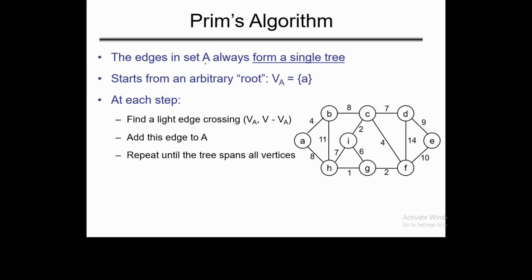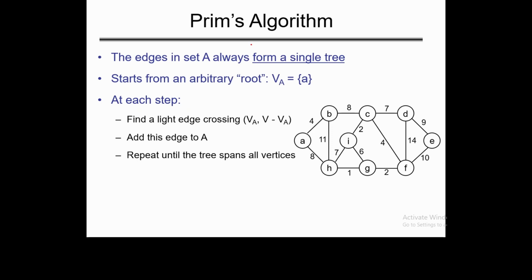Now at each step, what we will do is find a light edge crossing the cut. What is the cut here? It is (VA, V minus VA), meaning the set of vertices in VA and the rest of the vertices. From that we will select a light edge. There can be several edges crossing that particular cut.